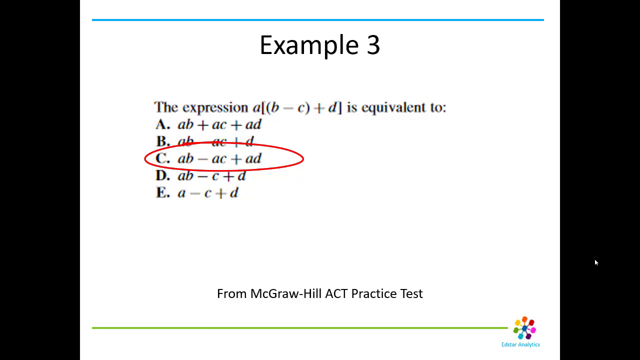The most common wrong answer is going to be B, because people are going to think that because B minus C is in parentheses, that A just gets multiplied by them, but they're just irrelevant. A is outside the square brackets, so it's times everything inside the square brackets.